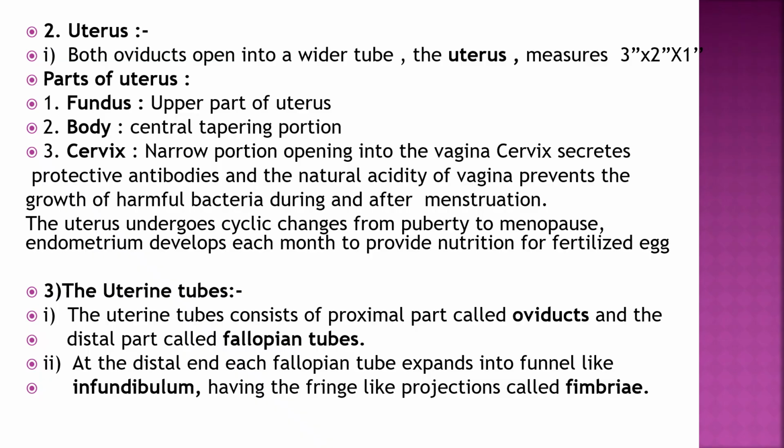The next part is the uterine tubes. The uterine tubes consist of a proximal part called oviducts and a distal part called fallopian tubes. At the distal end, each fallopian tube expands into a funnel-like infundibulum having fringe-like projections called fimbriae to catch the ova that are released in ovulation.